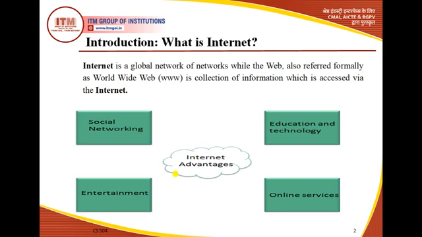Now when we talk about internet, there is also a terminology which needs to be discussed, that is web. What is web? It is also referred to formally as World Wide Web. What is World Wide Web? World Wide Web is a collection of information which is accessed via the internet. Whatever information is present on the different networks, that collection of information is referred to as the World Wide Web, and this can be accessed with the help of the internet.